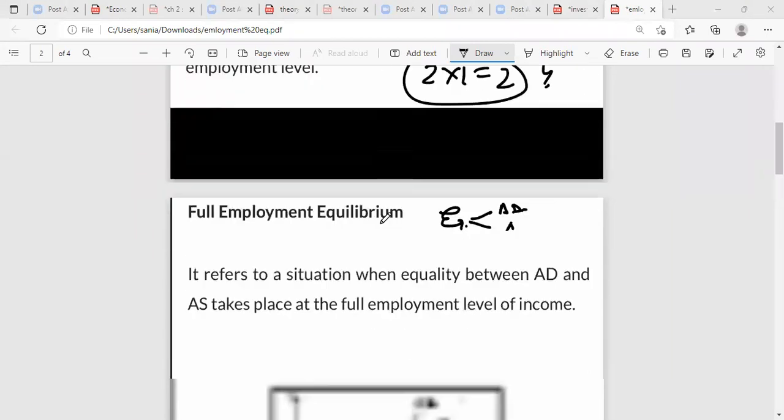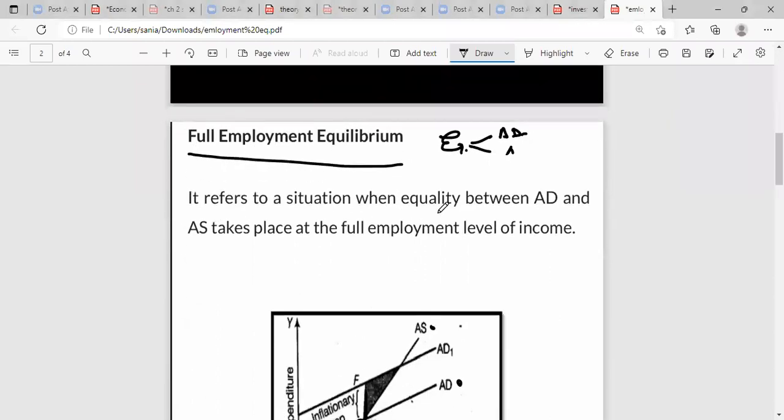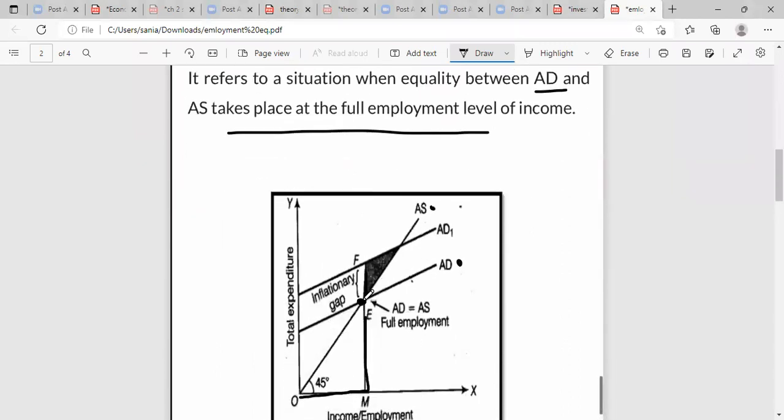Okay. So now let's just do the full employment. So ma'am, what is full employment? It refers to a situation when equality between AD and AS takes place at full employment level. Okay, so when AD is equal to AS, that is your full employment, right? So over here, this is the point. This point is the point where AD is equal to AS. This is full employment. Okay, so this is what you will be drawing.